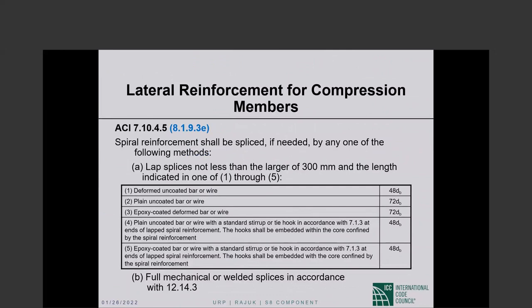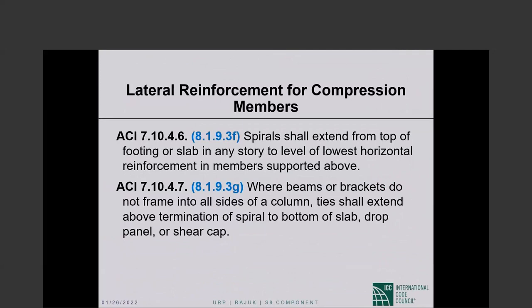You have to read. So if you have deformed uncoated bar or wire making up the spiral, the lap splice shall not be less than the larger of 300 millimeters and 48 bar diameters. That's what we are saying. So you can lap splice the spiral bar, or you can have a full mechanical or welded splice in accordance with the section.